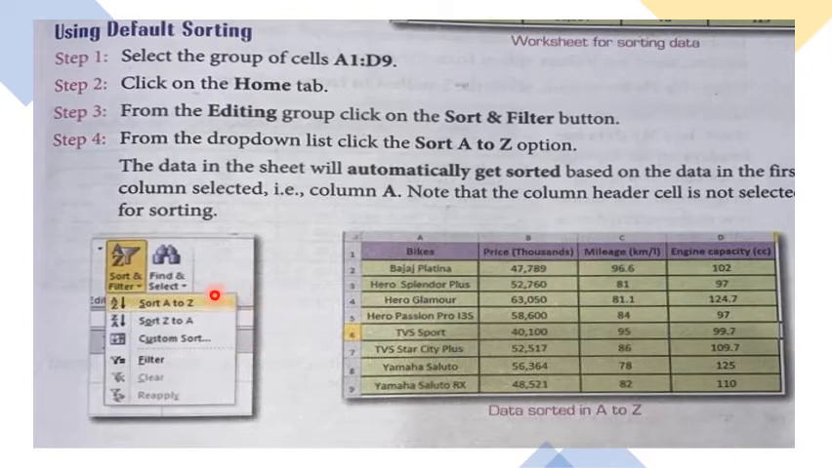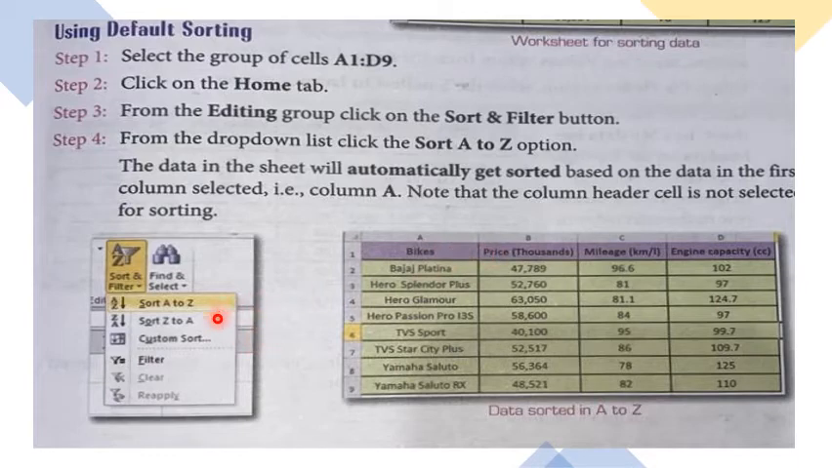First, I will choose the option Sort A to Z. As I have chosen the option A to Z, the names of the bikes are sorted alphabetically: B, H, and then T, and then Y. If I use Z to A, descending order, it means reverse order. First will be Yamaha, then TVS, then Hero, and then Bajaj. So we can sort the data either in ascending order or in descending order depending upon our requirement.